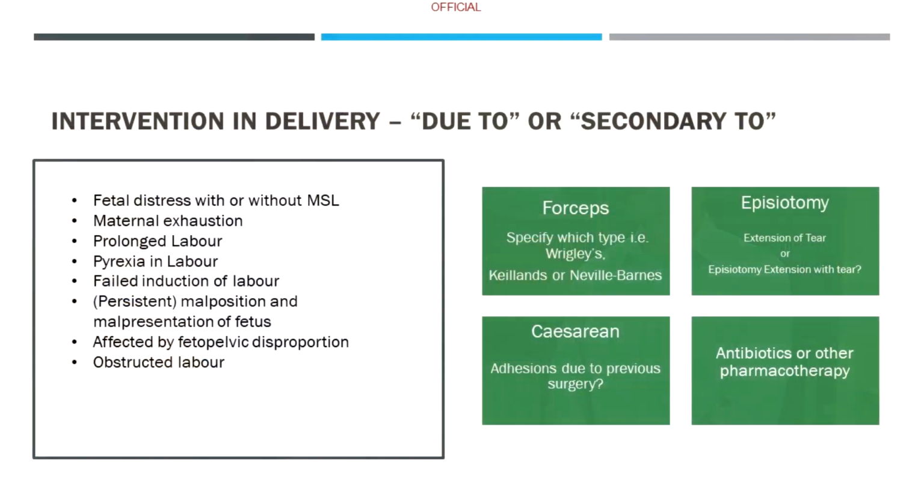What are the common things that we should be documenting but perhaps sometimes we're missing, Martin? Well, certainly if you do a forceps delivery, for example, or even a ventouse delivery, you should describe the instrument you use. So you would say Neville Barnes forceps, Kielland's forceps, although we don't tend to use them very often these days, or Wrigley's forceps, lift-out forceps.